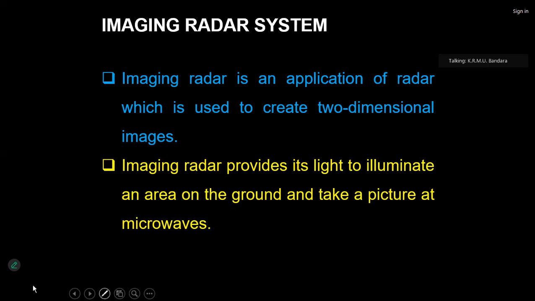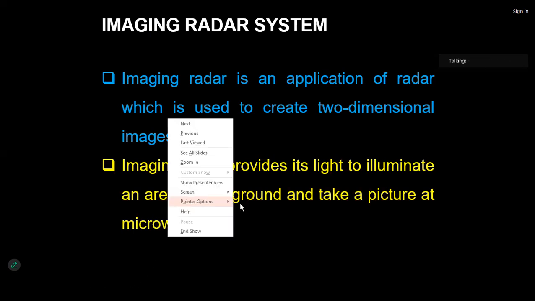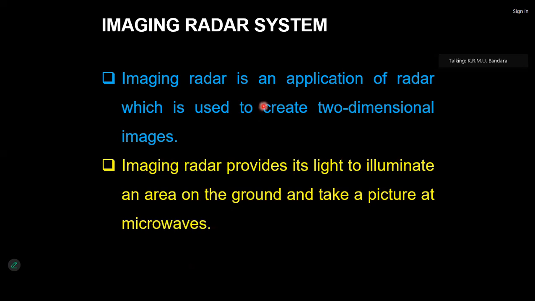In optical remote sensing, solar radiation comes to the ground and is detected by the sensor. But here, the sensor or antenna provides the light using microwaves, sends it to the ground, and detects the part going back toward the antenna. The other part goes in other directions after interacting with the ground, scattering in different directions. The part going back to the antenna is called backscattering.